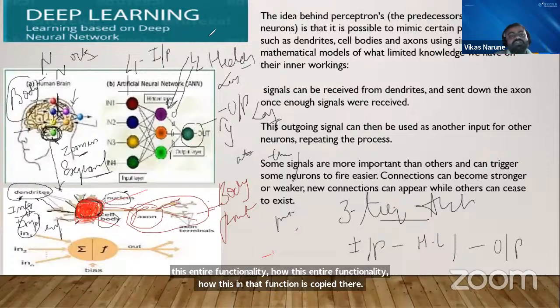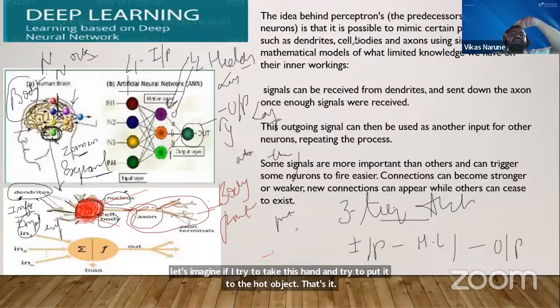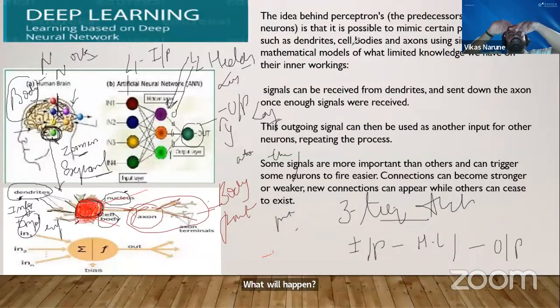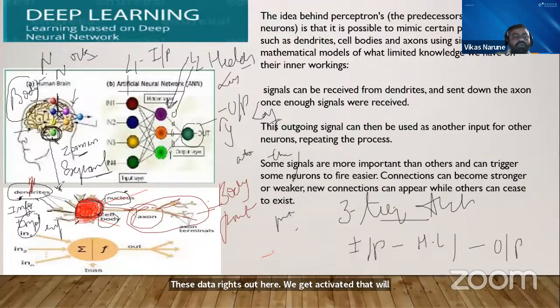Let's take one simple example and try to finish this. Let's imagine, guys, I am sure that you are able to see my hand. If I take this hand and put it on a hot object, imagine there is a hot object out here. If I put my finger on the hot object, what will happen, guys? These neurons present in my finger will get activated. These dendrites will get activated, pass the information, and it will reach my brain.